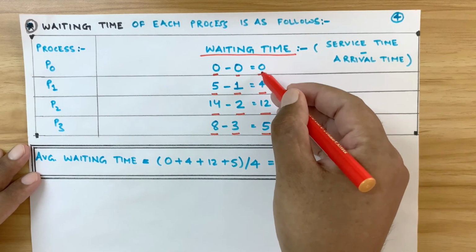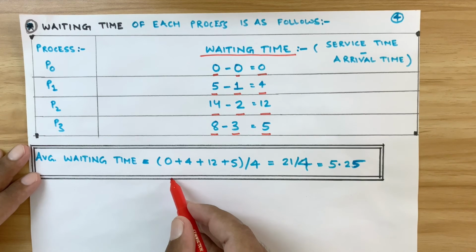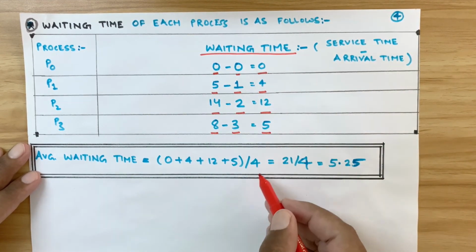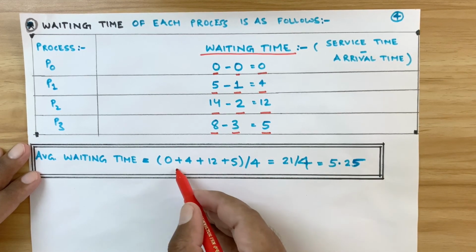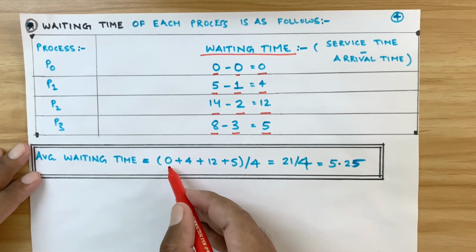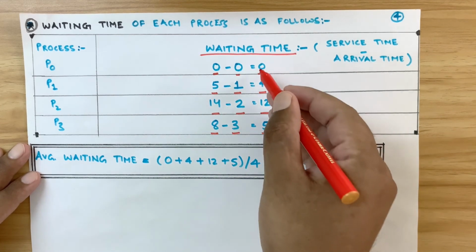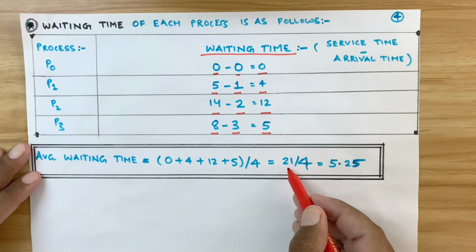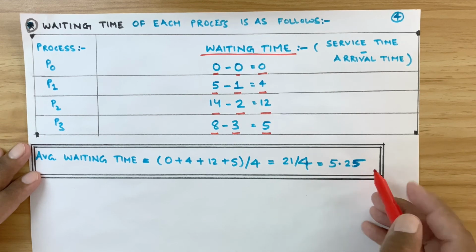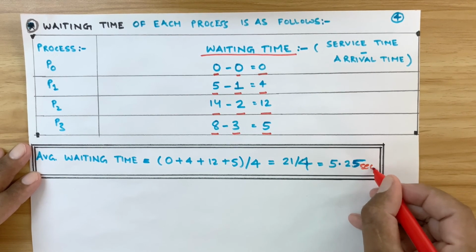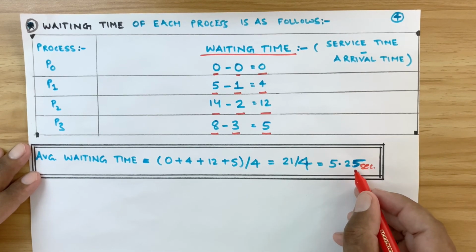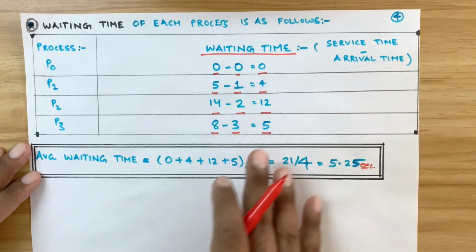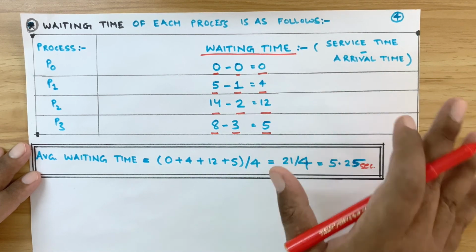Now we will add all these to calculate the average waiting time. What is the formula of average? You add the 4 quantities and divide by the number 4, since these are 4 in number. So this is 0 plus 4 plus 12 plus 5, divided by 4, which is equal to 21 by 4, which is equal to 5.25 seconds. 5.25 seconds is the average waiting time a process has to wait in the job queue to be assigned to the processor.